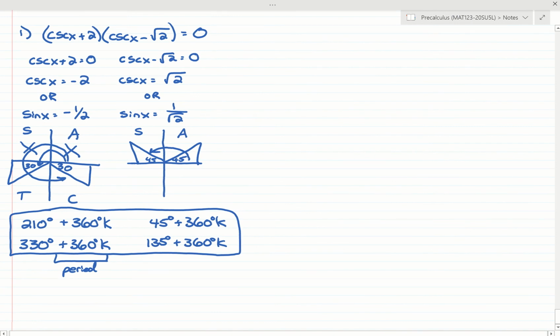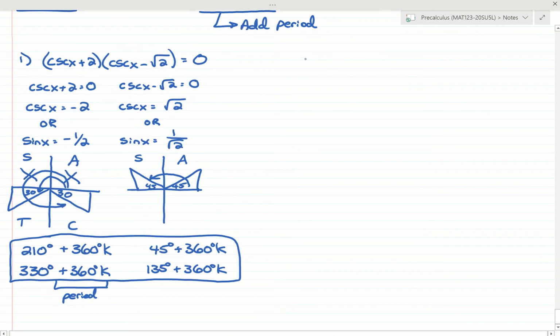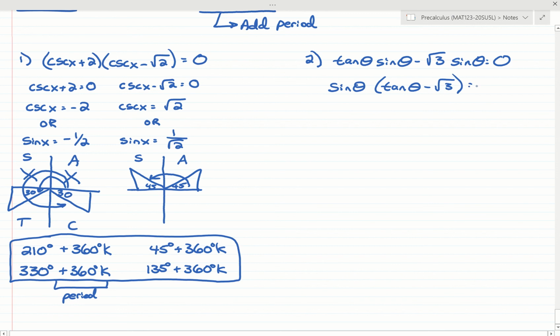Let's try another one. How about something like this? If the tangent of theta times the sine of theta minus root 3 sine of theta is equal to 0, we could easily take out a GCF of sine of theta, and we get tan theta minus root 3. Setting these factors equal to 0, well, when is sine 0?